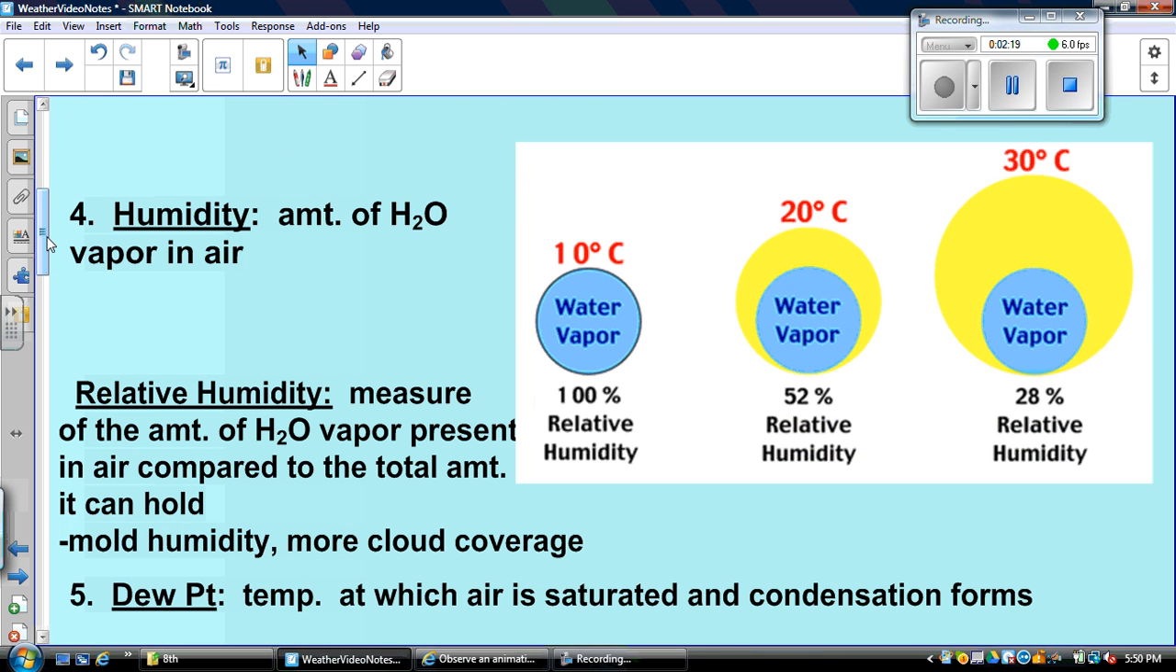Now, in the atmosphere, another thing that's going to determine the type of weather we have is the amount of water in the air. And the amount of water in the air is called humidity. Relative humidity is the measure of the amount of water vapor present in the air compared to the total amount it can hold. If you take a volume of air, it can hold only a certain amount of water vapor. That's the relative humidity. It's a percent: the amount of water vapor it could potentially hold and how much it is holding.